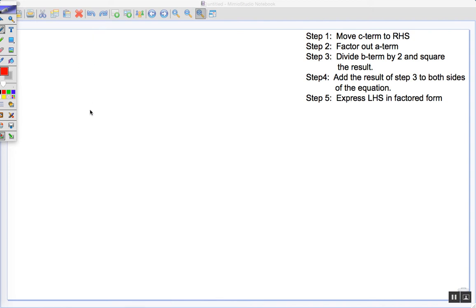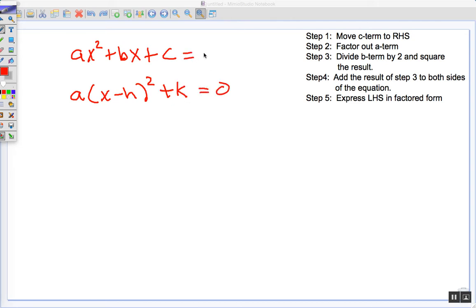This lesson is on how to express a quadratic in standard form or how to change it into vertex form by completing the square. So standard form is our basic ax squared plus bx plus c equation. Vertex form looks like this. The reason it's called vertex form is because you can easily identify the vertex of a quadratic that's written like this.